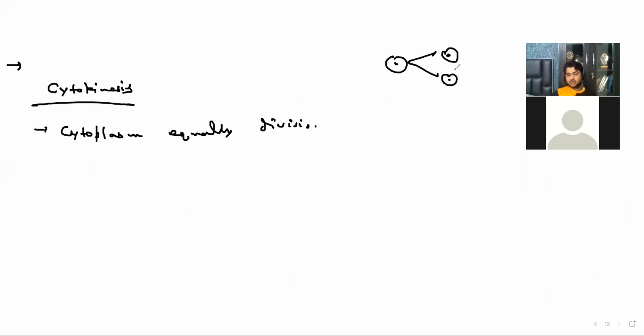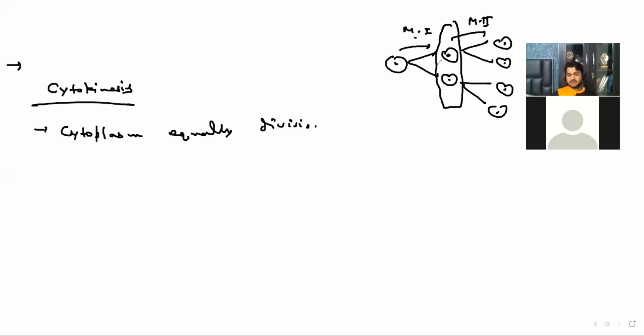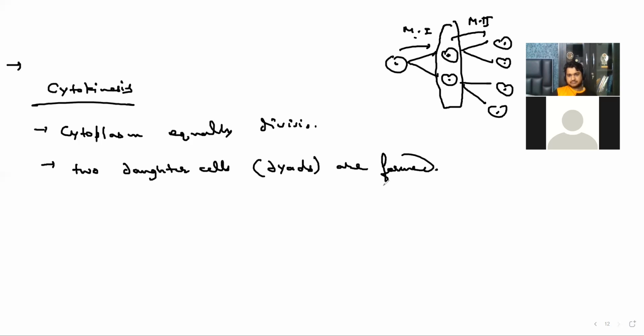I told you, when you have this cell, these are going to form the two cells only after meiosis one, and these are going to form two more cells only after meiosis 2, right? This is meiosis 1, this is meiosis 2. So we have done this till now, but these cells are not so developed. The two daughter cells are formed now, and these two daughter cells are known as the dyads. Fine, this is cytokinesis. Got it?